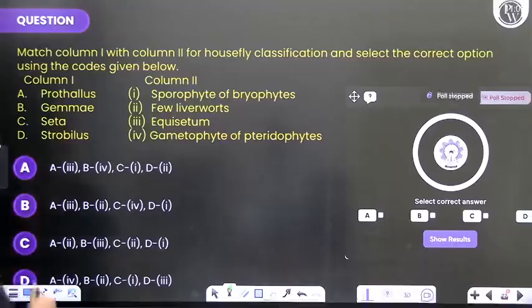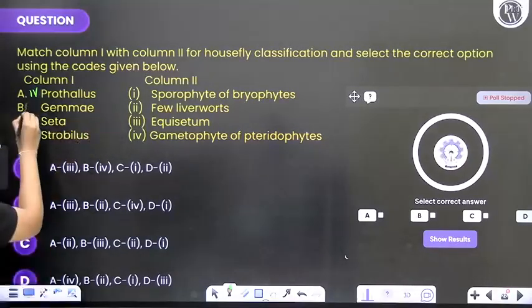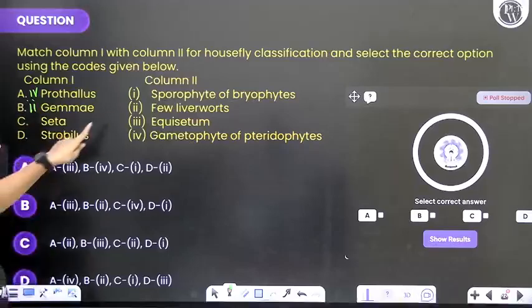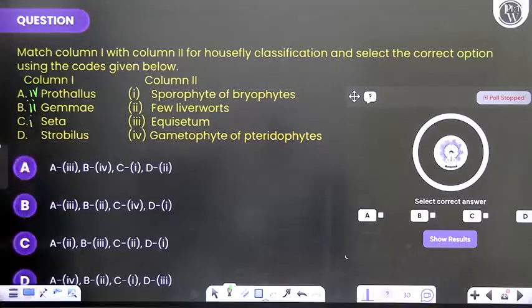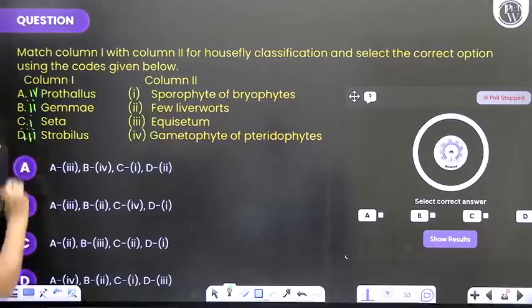Prothallus is the gametophyte in pteridophytes. Gemmae are found in the sporophyte. Hey, no. Gemmae are found in few liverworts. Seta is found in the sporophyte of bryophytes. Strobilus is found in Equisetum. 4213. Option D.